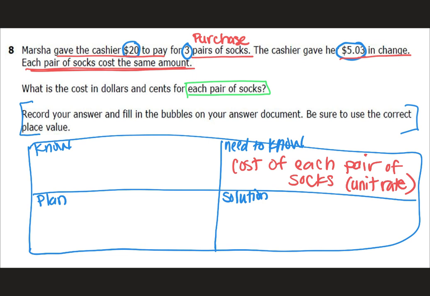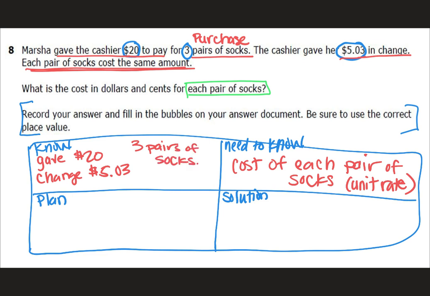So we know that she gave $20 and change was $5.03. Okay, so she gave the cashier $20 and she got change $5.03. She bought 3 pairs of socks.